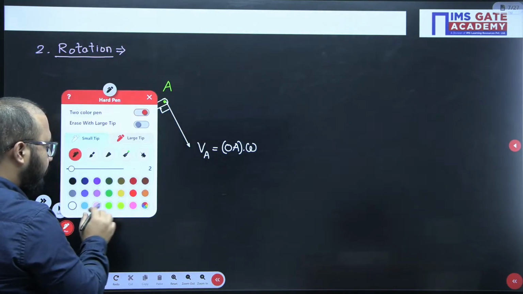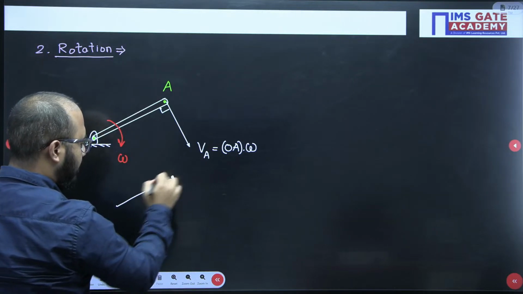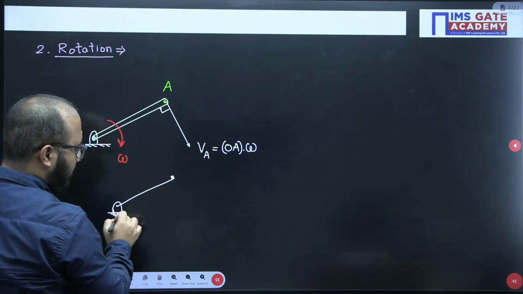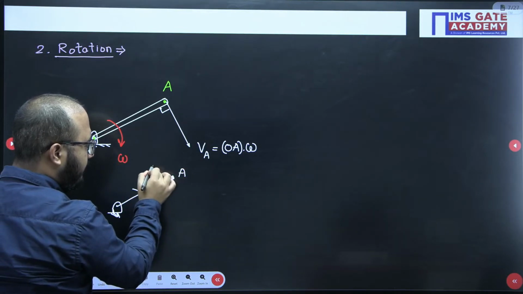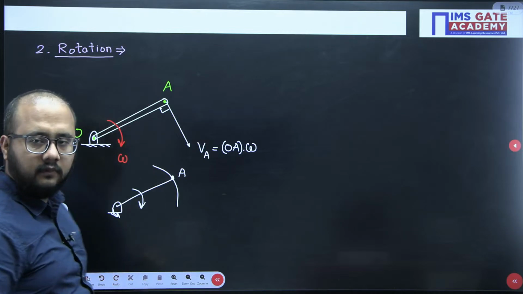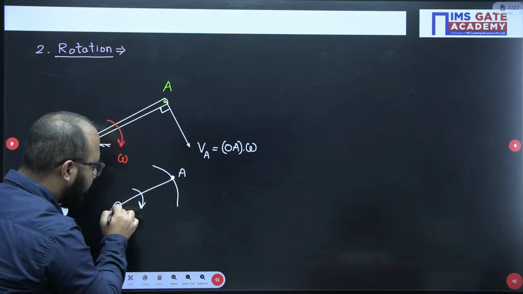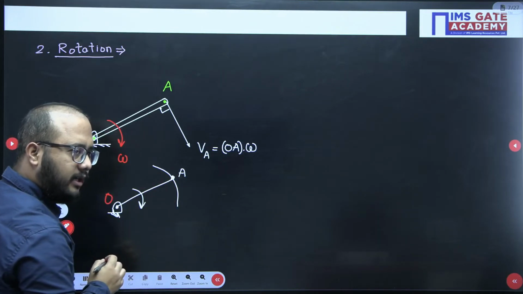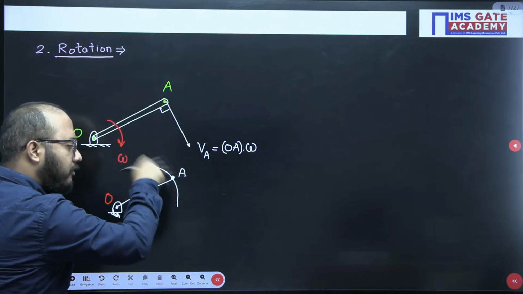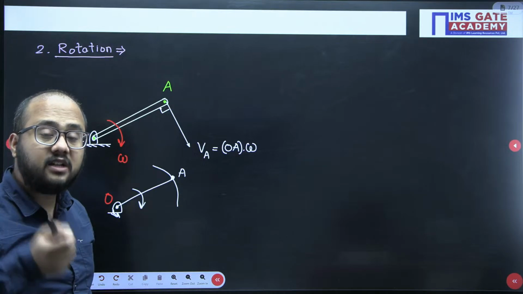Why is it so? Because whenever this rod rotates, obviously if I talk about this point A, it will follow this curved path, right? Because point A is under rotation with respect to point O. So when it is rotation, it will follow this curved path. And what is the definition of this direction? Direction will always be tangent.